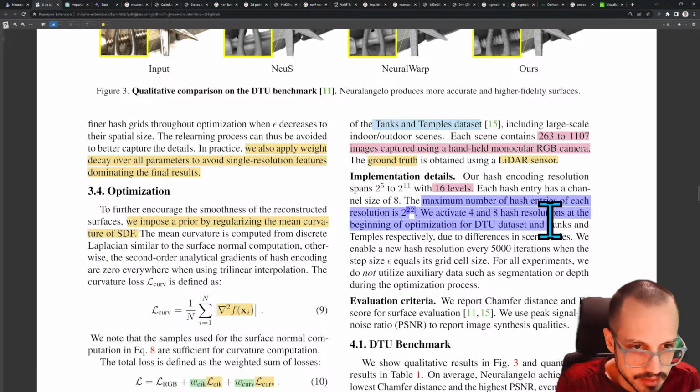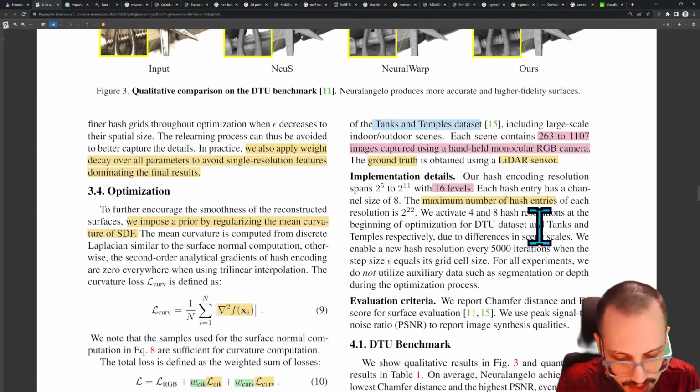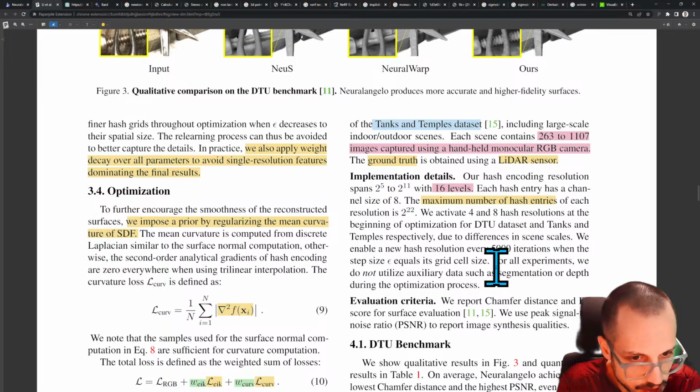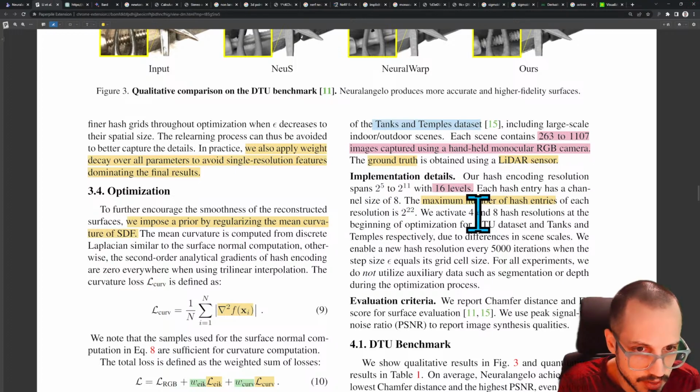What does this mean? We activate 4 and 8 hash resolutions at the beginning of optimization in Tanks and Temples and DTU, due to the differences. Okay, so they said earlier that they start with a lower amount of grids and then increase the amount of grids as you go on further, right? So they start with the coarse grids and then they add the finer grids. So they're starting with 4 and 8 grids.